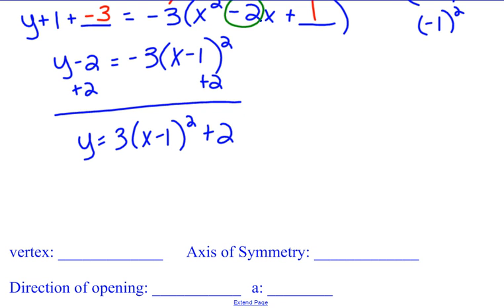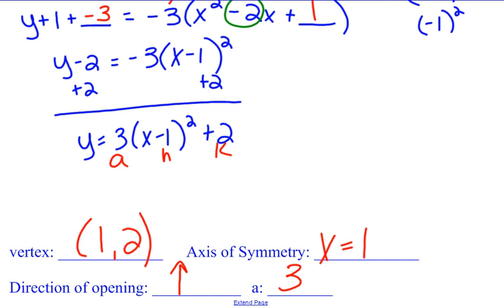Hopefully you see that role that 3 plays. That's actually my a value. So when we have to factor out that number, that's going to end up being your a value all the time. And then here's my h and my k. So my vertex would be 1, 2. My axis of symmetry is x equals 1. Direction of opening is up because my a value is 3. I'd like you guys to try number 6. Pause the video, see how far you can get, and then you can check as you're working on it with my work.